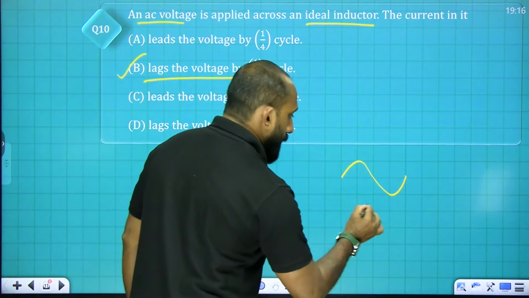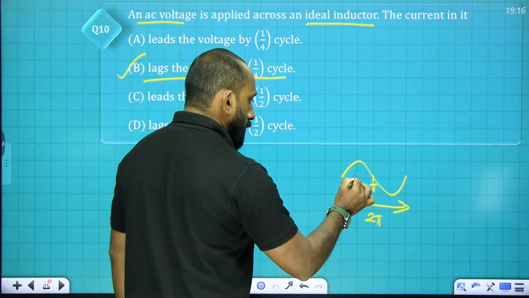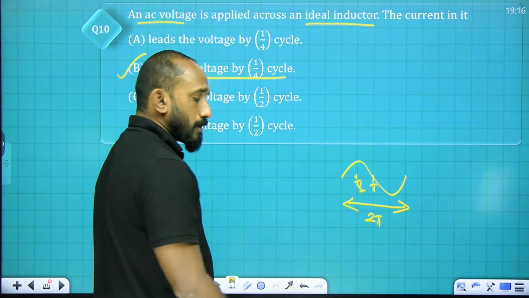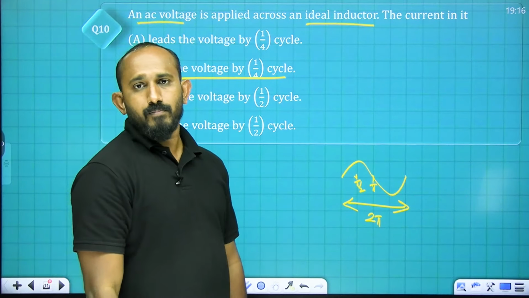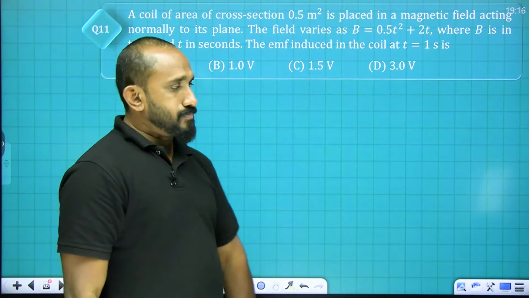So that's the time period is 2 pi. Yes or no? So here is pi comes, here is pi by 2 comes. So pi by 2 means it will be 1 by 4th of a cycle. Okay. Here's the next question.